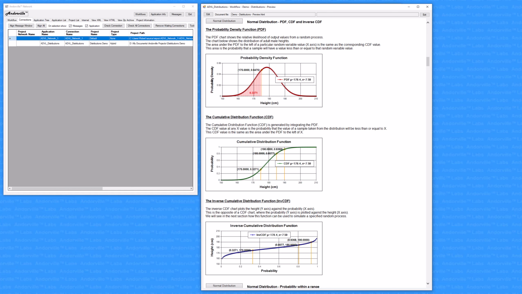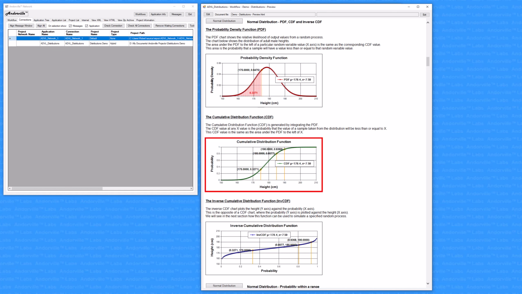The PDF chart shows the relative likelihood of output values from a random process. The chart below shows the distribution of adult male heights. The area under the PDF to the left of a particular random variable value on the x-axis is the same as the corresponding CDF value. This area is the probability that a sample will have a value less than or equal to that random variable value.